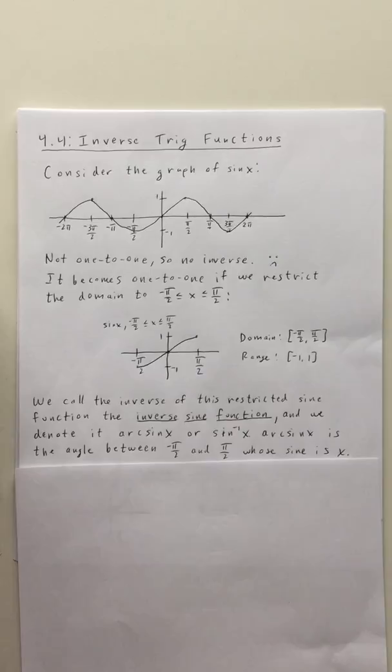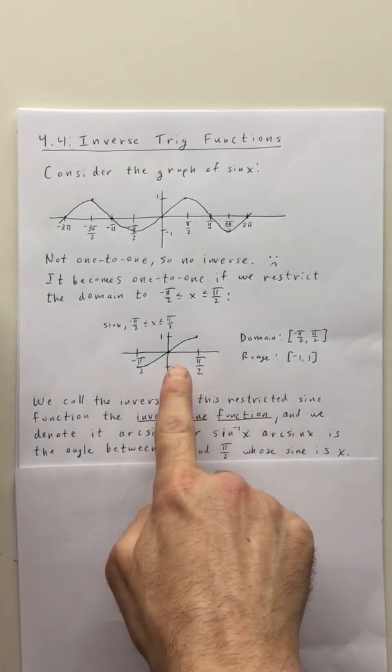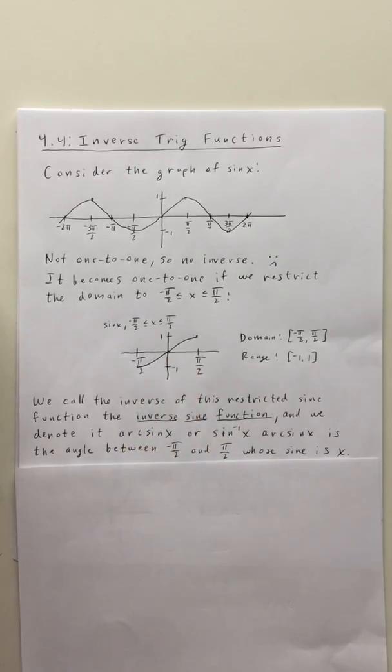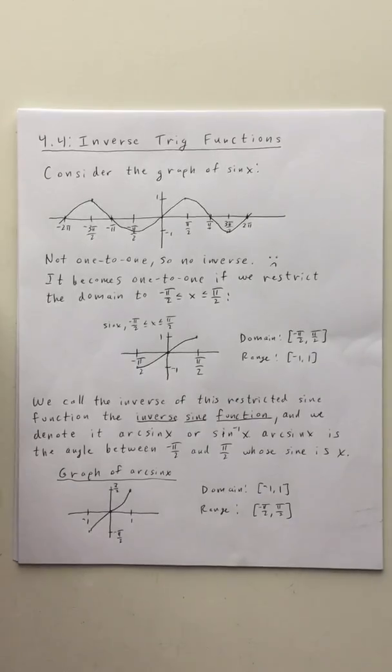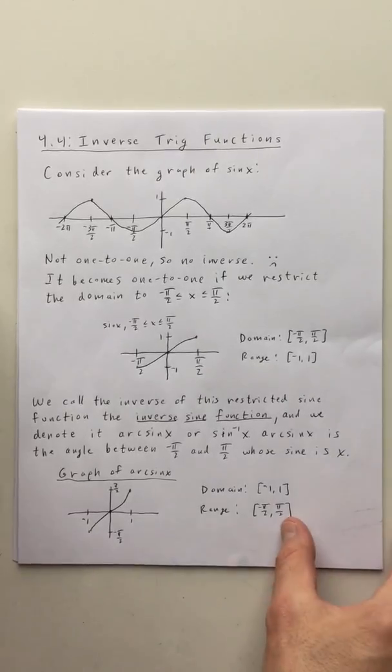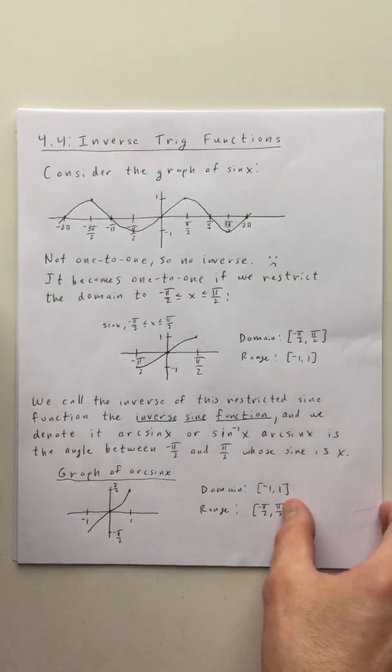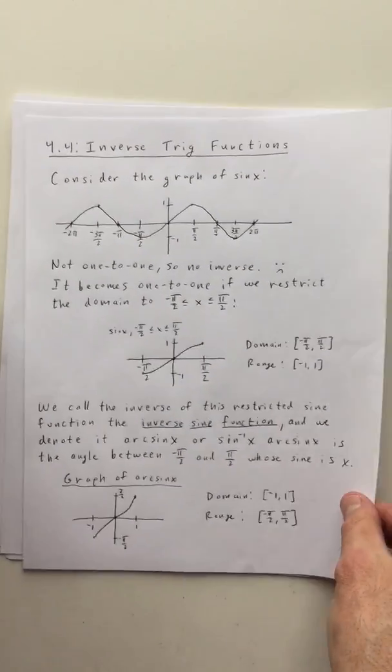Remember, we can take the graph of the restricted sine function and reflect it about the line y equals x, and that will give us the graph of the arc sine function. It has a similar shape, except the concavity has switched in the two quadrants. The domain of the arc sine function is from minus 1 to 1, and the range is from minus pi over 2 to pi over 2.